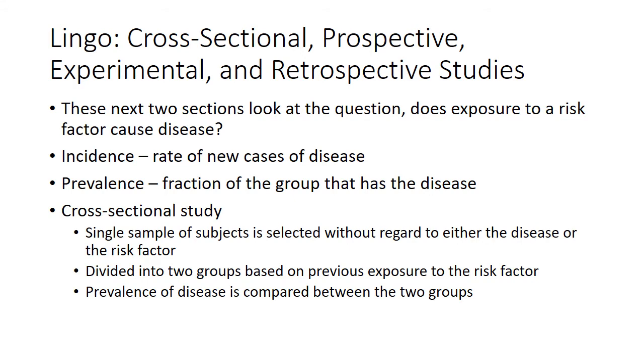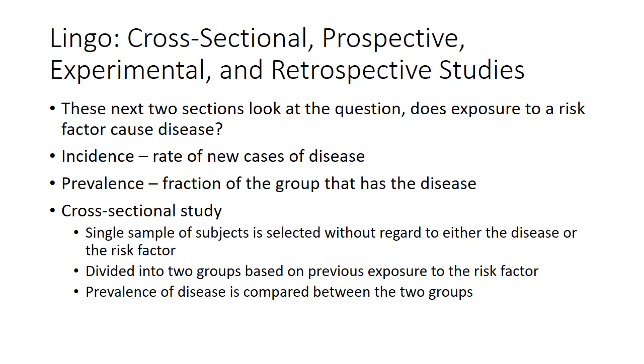The first one being a cross-sectional study. Basically this would just be you take a group of people, you take a single sample of subjects, however many people you want, and you select them without regard to whether they had the disease in question or the risk factor, right? You're just taking a cross-section of people at a given time. And basically what you're going to do is you divide those people into two groups based on whether they've had previous exposure to the risk factor. So maybe smoking, could be asbestos exposure, could be lots of different types of risk factors.